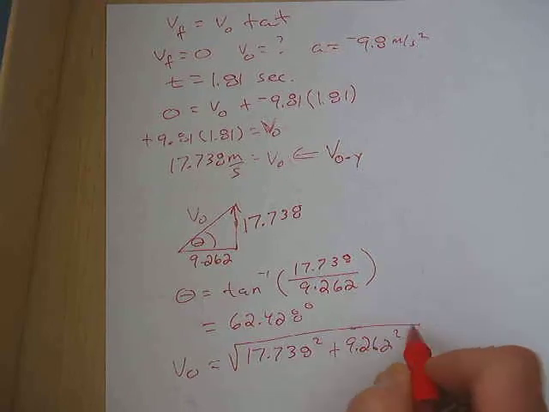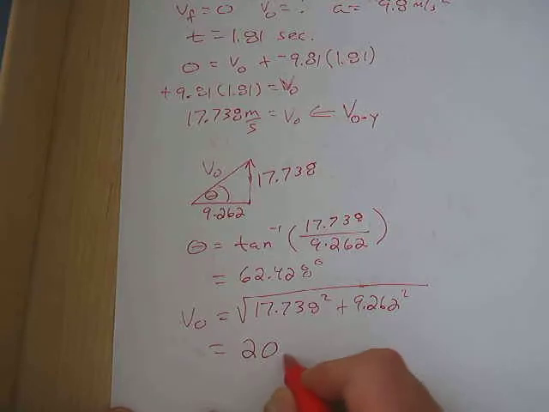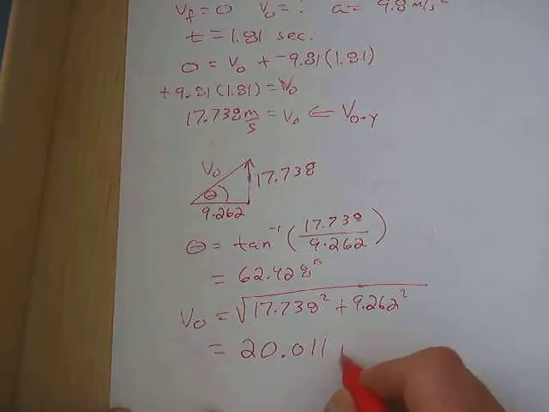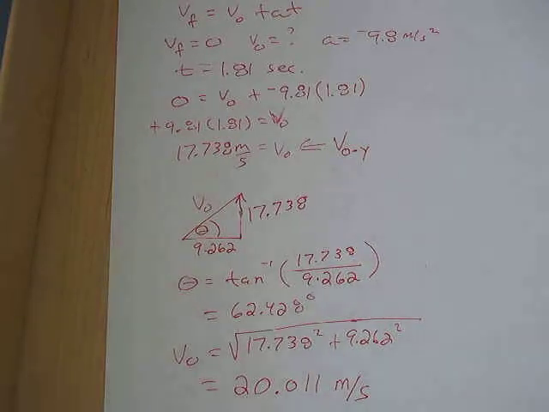Okay? V naught is going to equal the square root of 17.738 squared plus 9.262 squared. On the fancy calculator, 17.738 squared plus 9.262 squared. Almost exactly 20 meters per second. And that is a description on how the calculation is going to go for your lab.